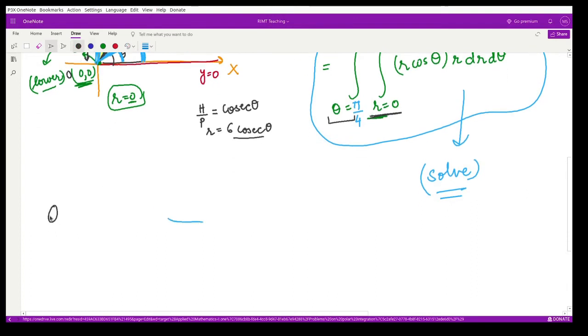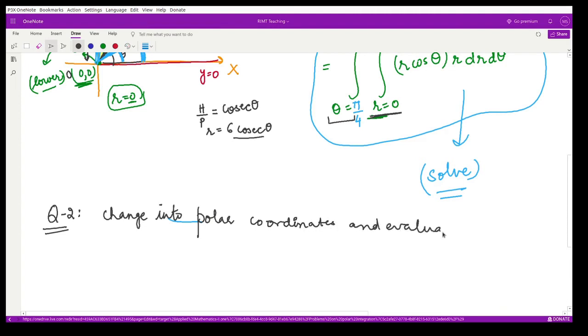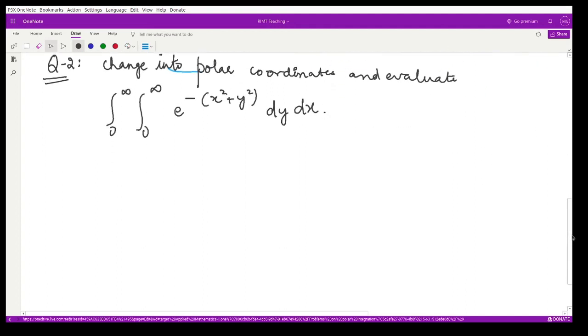The next question is question 2, that says you have to change into polar coordinates and then evaluate the given integral. Integration from 0 to infinity, integration from 0 to infinity, e to the power minus (x square plus y square) dy dx. So you have to solve this integral by first converting it into the polar form.